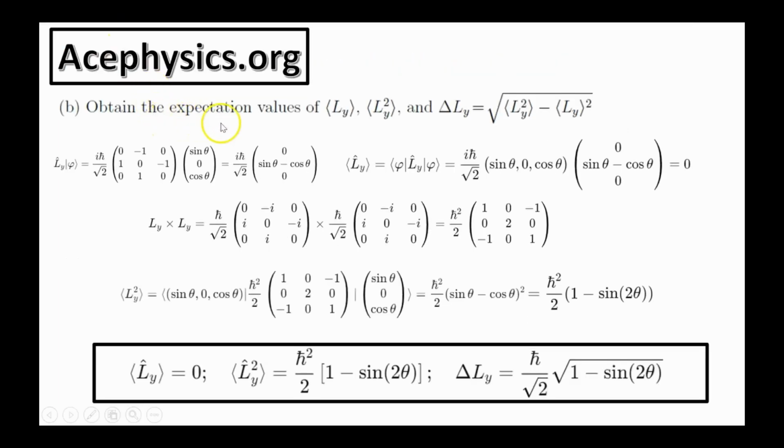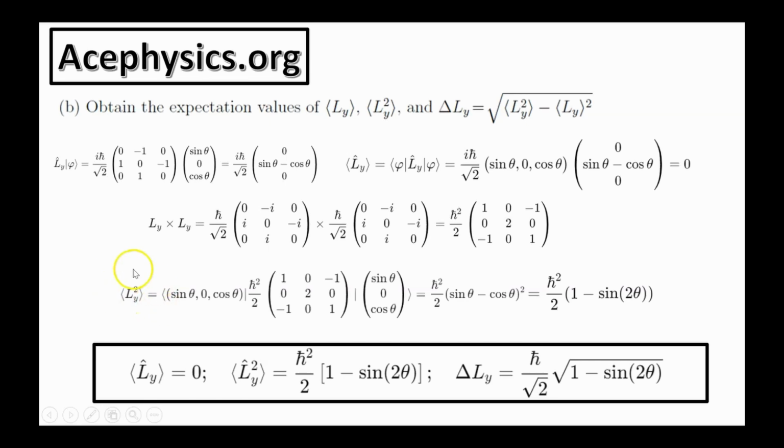Part B says obtain the expectation value of Ly squared, and the standard deviation of Ly. The average value of Ly, also known as the expectation value of Ly, is bra phi Ly ket phi. So you take the state vector phi, you write it as a row vector, and then you apply Ly onto phi, and that's a column vector. And if you do that calculation, you get the average value of Ly is equal to 0.